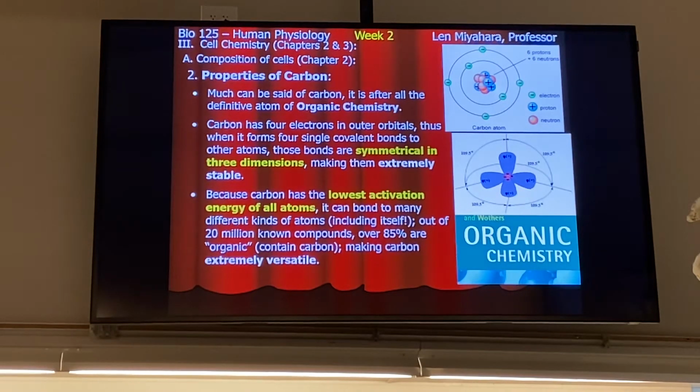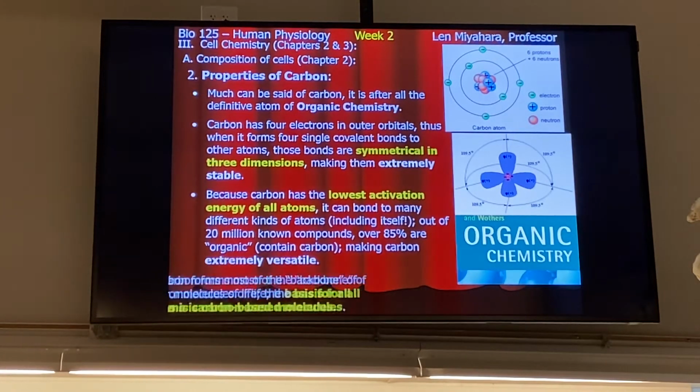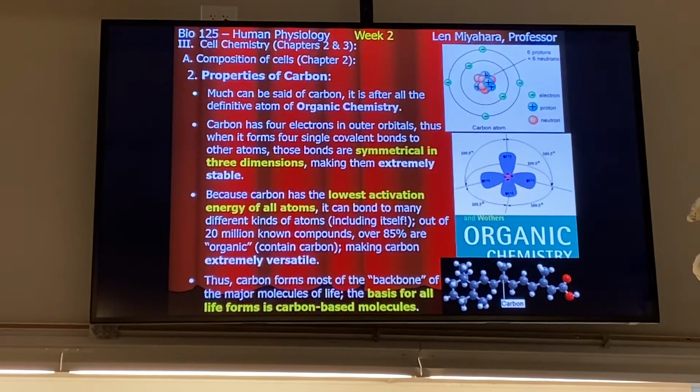Because of these bullets. Because it has got the lowest activation energy of all atoms, it binds to anything. It's extremely versatile. Or for that third bullet, you can say carbon is a whore. It'll hook up with anything. Because of that, that atom is the backbone of these molecules. You will see carbon throughout.